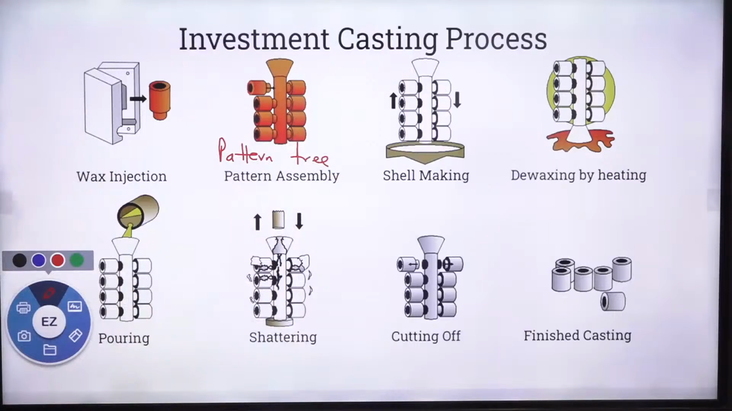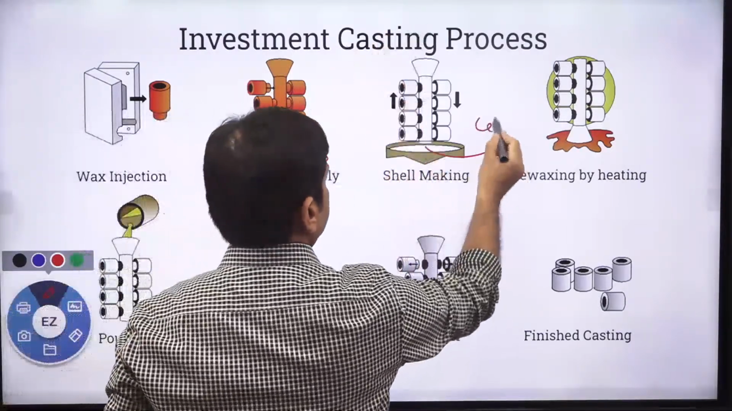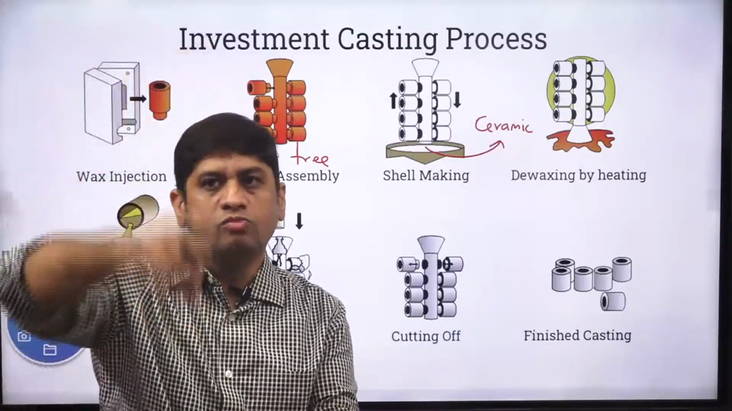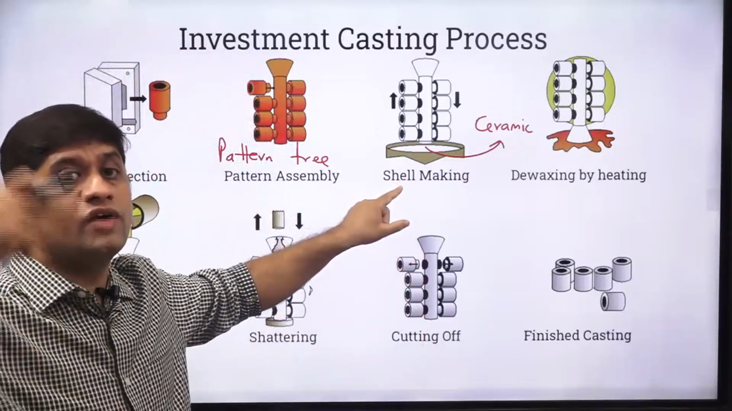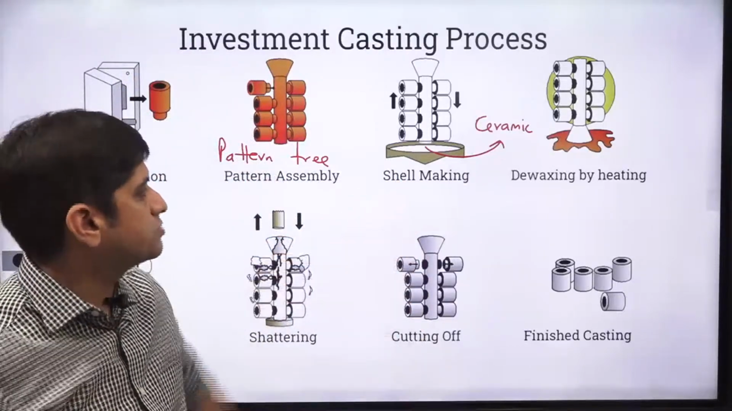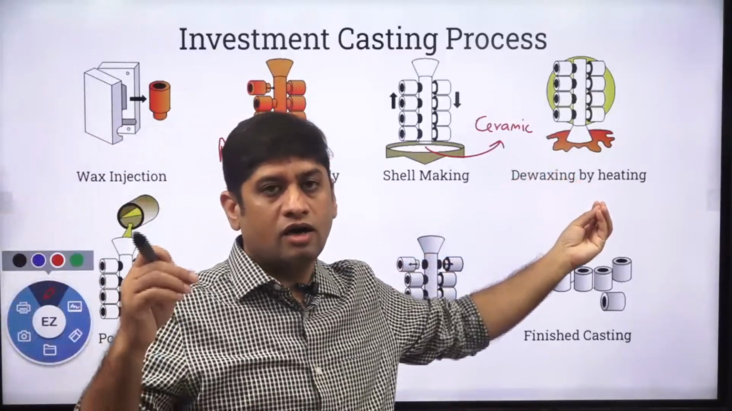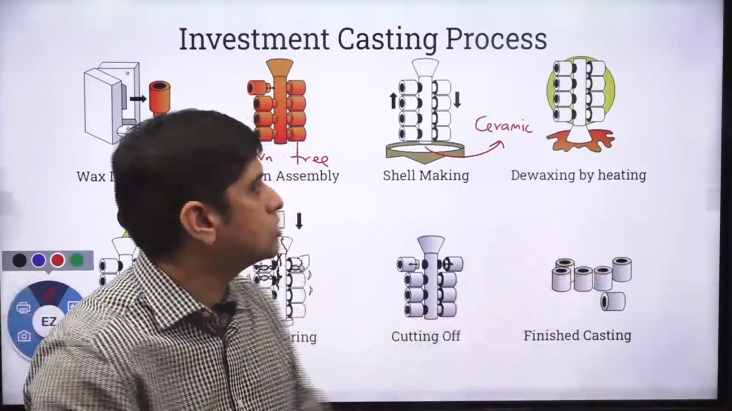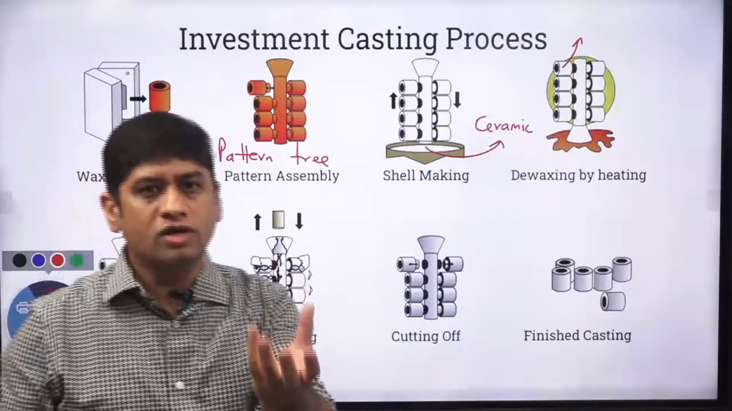So the pattern tree is something like this. You make the wax pattern. Then you lower down that wax pattern in the ceramic slurry. There is a ceramic slurry in which you put the wax pattern. You move the wax pattern in the ceramic slurry, and then you get this kind of shell around the wax pattern. Then what you do, you heat this entire thing. When you heat it, the wax will go out. When the wax goes out, only the hollow ceramic shell will be left. Now you have the mold made up of shell.